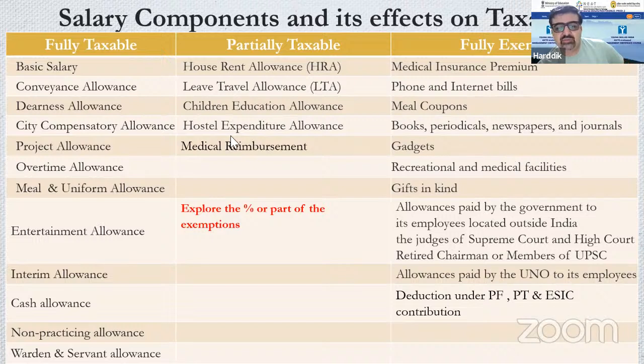What is fully exempted, on which there will be absolutely no tax? Medical insurance premium, non taxable. Telephone bills, non taxable. Meal coupons, non taxable. Books, periodicals, newspapers and journals, non taxable. If the company provides you some gadgets or pays you to procure some gadgets, laptop, mobile phone, non taxable. Recreational and medical facilities, non taxable.